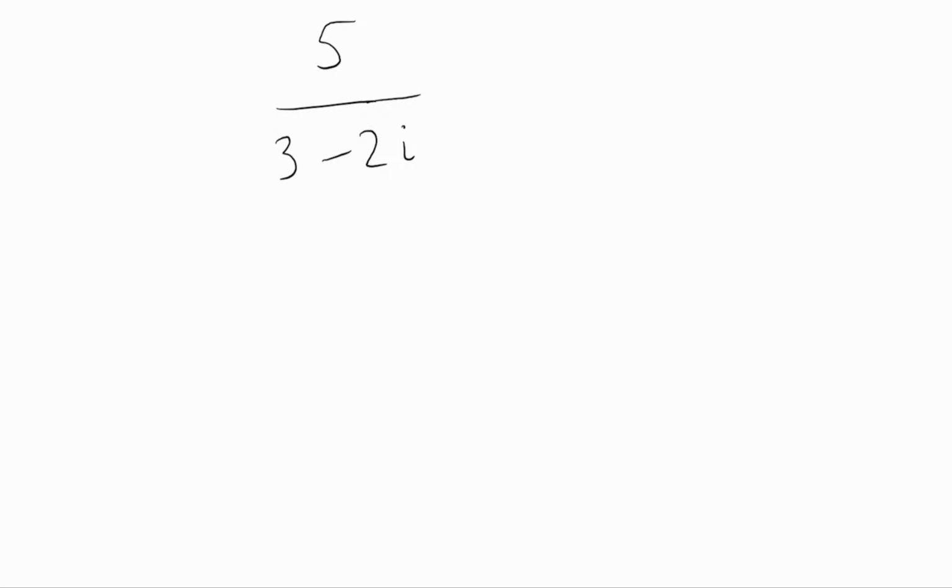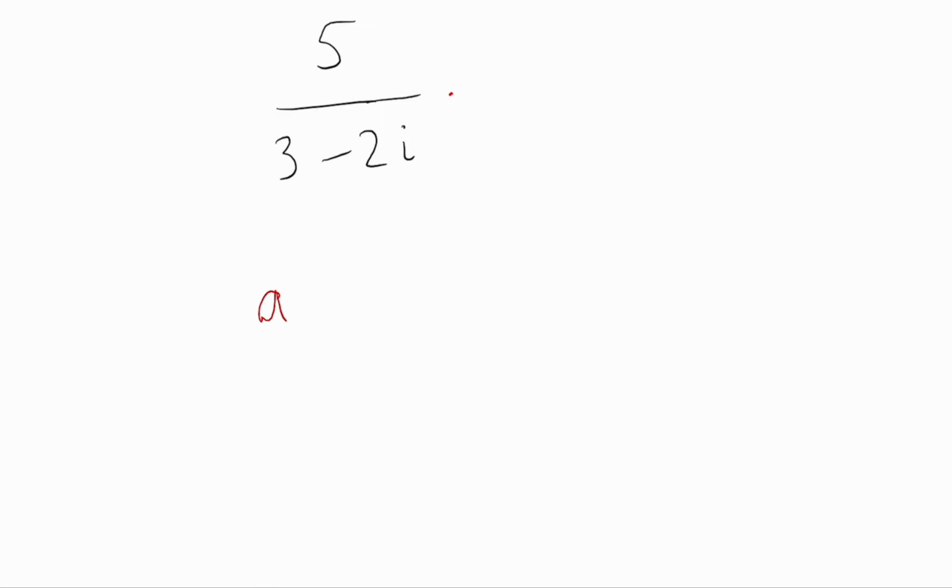Suppose we're given this complex fraction over here, and our goal is to rewrite this without an i in the denominator. Well, the way to do that is to multiply the conjugates of the denominator on the top and the bottom. So first of all, what is a conjugate?